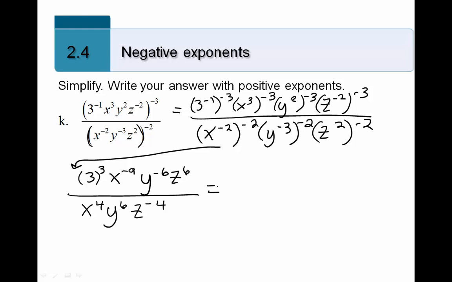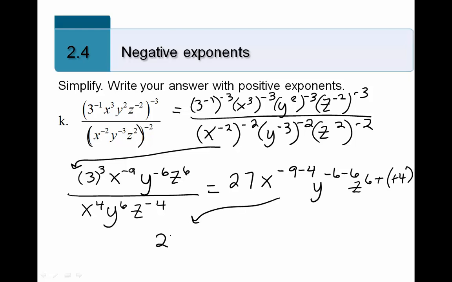So now we're dividing, and when we have like bases and we're dividing, we can subtract our exponents. We'll go ahead and simplify the 3 to the third power. That's 27. And then I'm going to have x to the negative 9 minus 4, y to the negative 6 minus 6, and z to the 6. Now be careful here, it's z to the 6 minus negative 4. When you have minus a negative, it's going to make that positive.